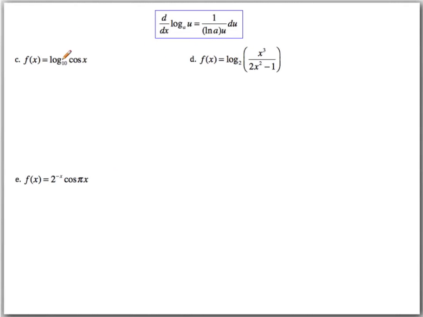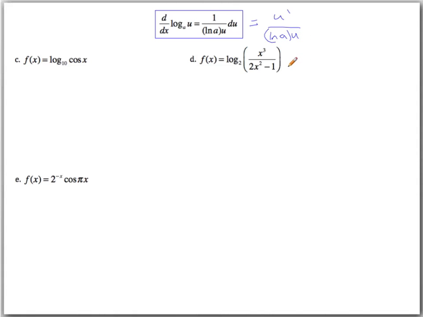All right, in our next examples here, we're going to be using this derivative form. Okay, so the derivative with respect to x of log base a of u is 1 over the natural log of a times u du. Now, you might also want to think about this as u prime over natural log of a times u.